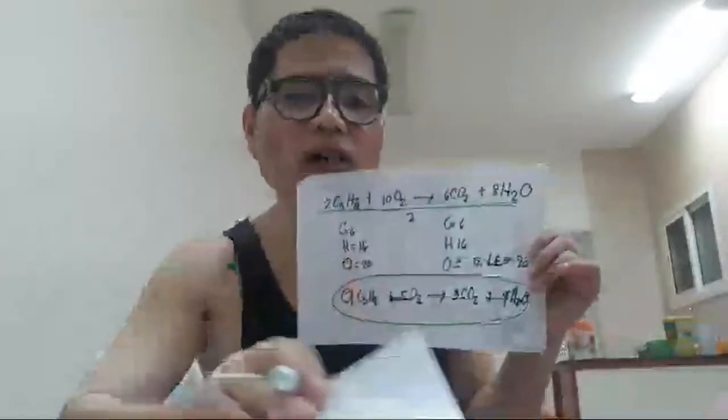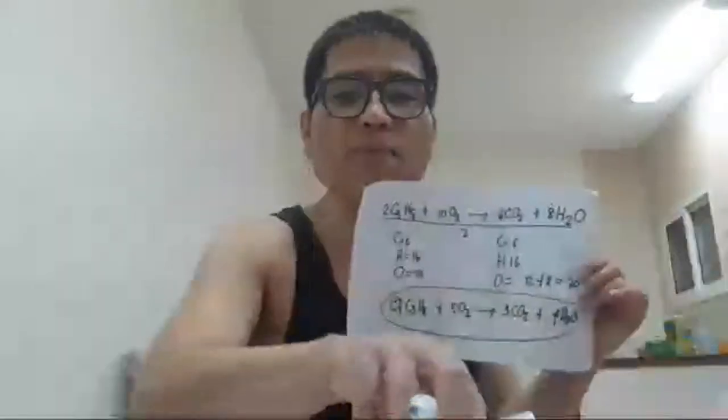C3H8 cancels out the 2, right? 10 divided by 2 is 5, 5 moles of oxygen gas. 6 divided by 2 is 3 moles of carbon dioxide. And the first one we balanced before, the first one balanced this one, but it is not, because there's a 5. The first is 7. We're not sure that is okay.